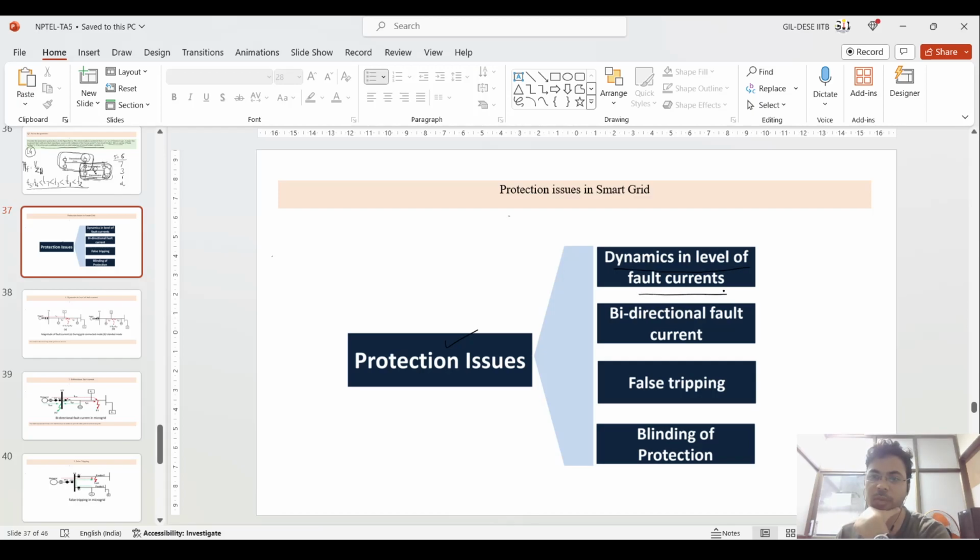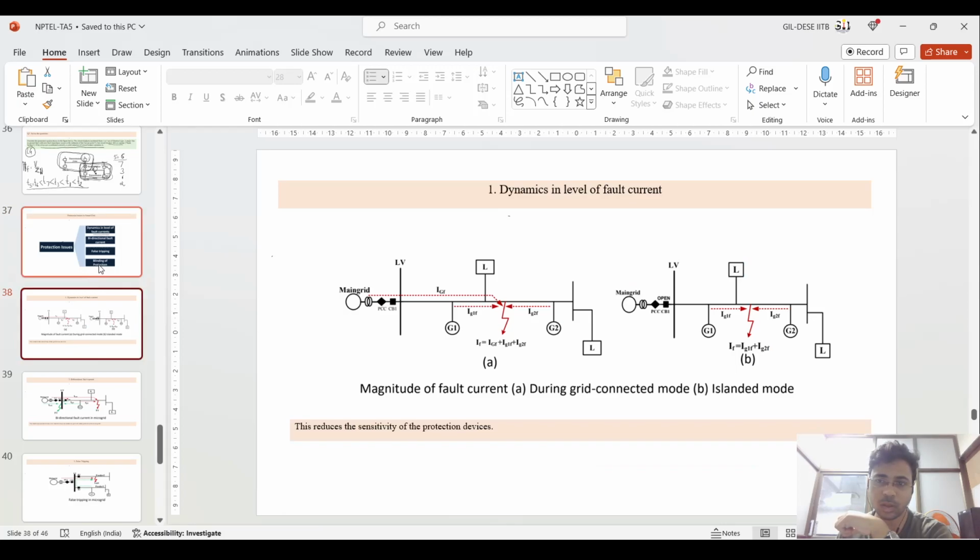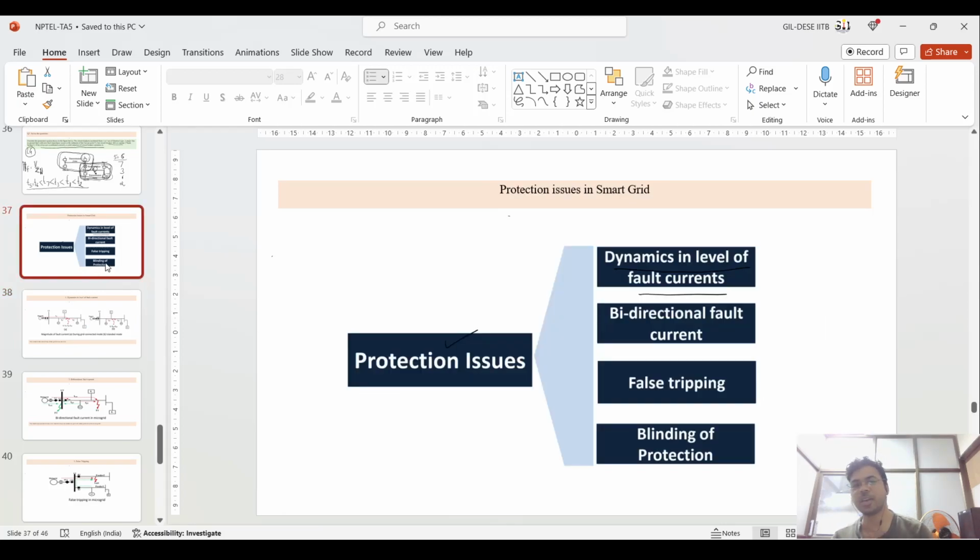There are various protection issues related to the smart grid. First one is the dynamics in the level of the fault current, because when the fault occurs, the current level gets increased. So this is the dynamics related to that. And when to operate, which microgrid should be on at that particular time, we will make you understand in the further tutorial session. I'm not going there because it will take a lot of time.